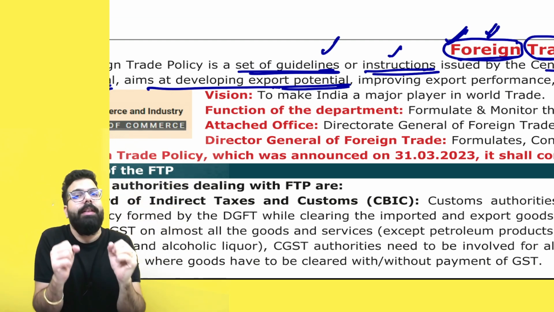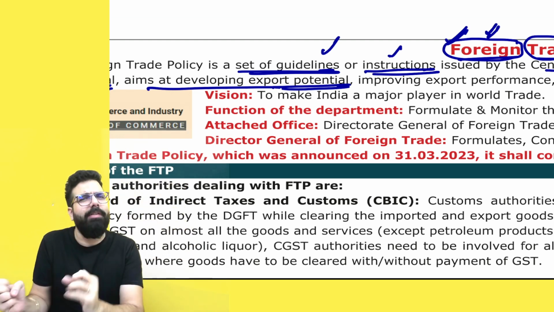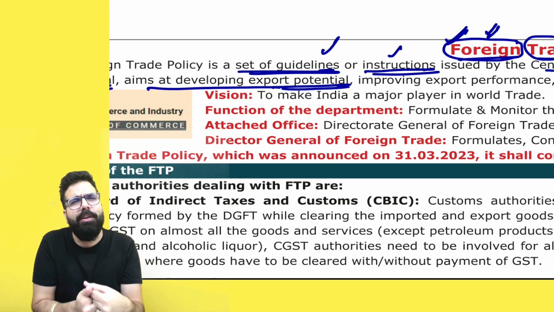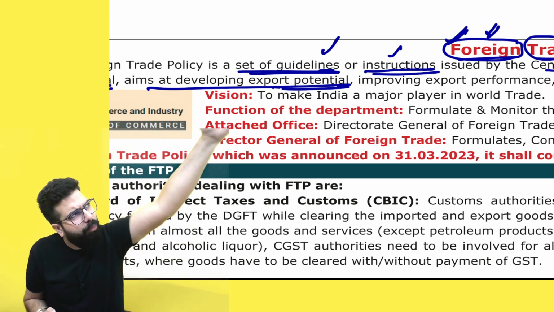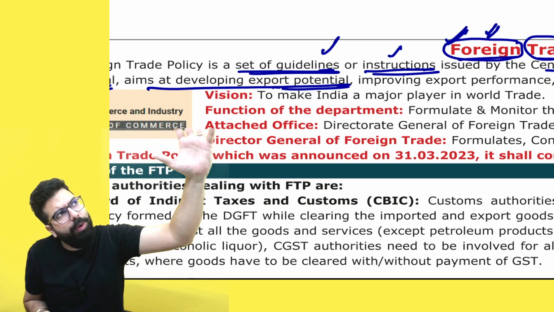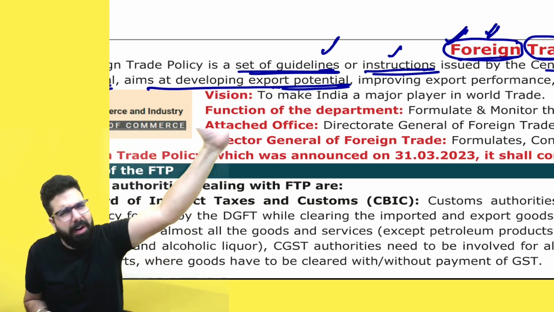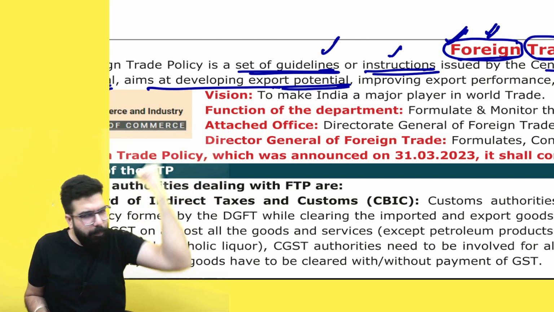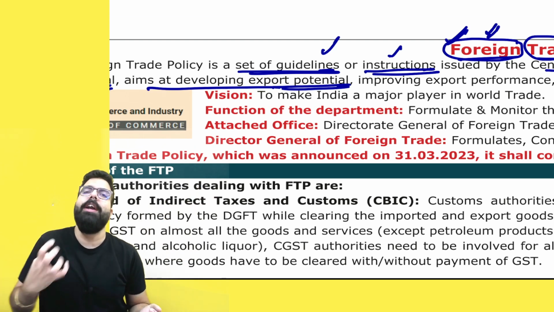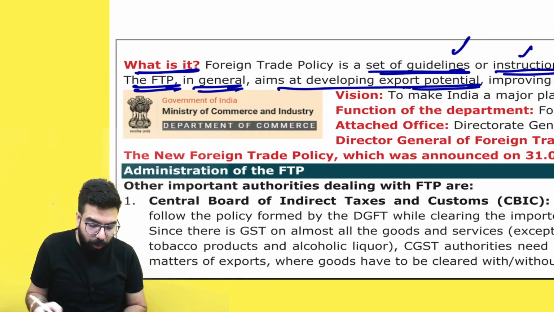In the same way, they are talking about the foreign trade policy. Baba, the main aim of foreign trade policy is what? That they want to explore export potential. How do we make more exports? Baba, more export earns more foreign currency. The more foreign currency India earns, the more India will become rich. And that is what is being told over here.